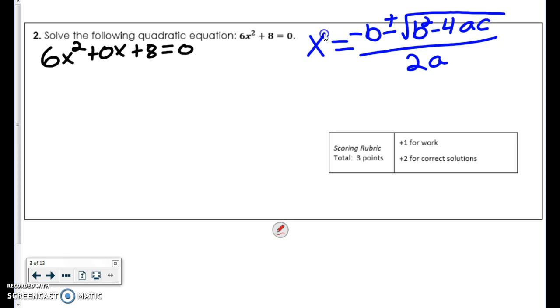I'm going to make sure I know what my A, B, and my C are. My A is 6. My B is 0. My C is positive 8.